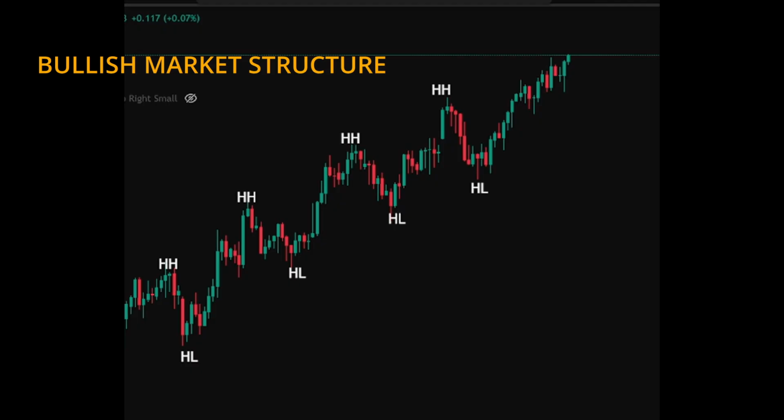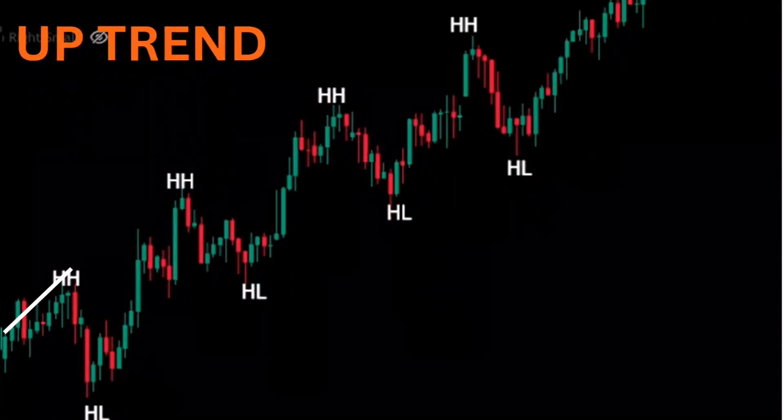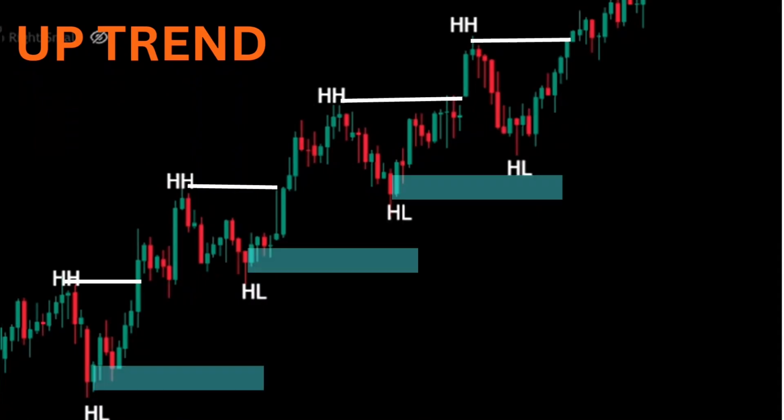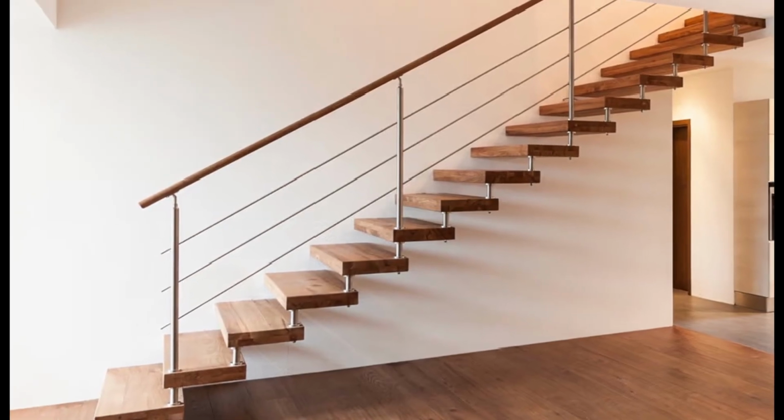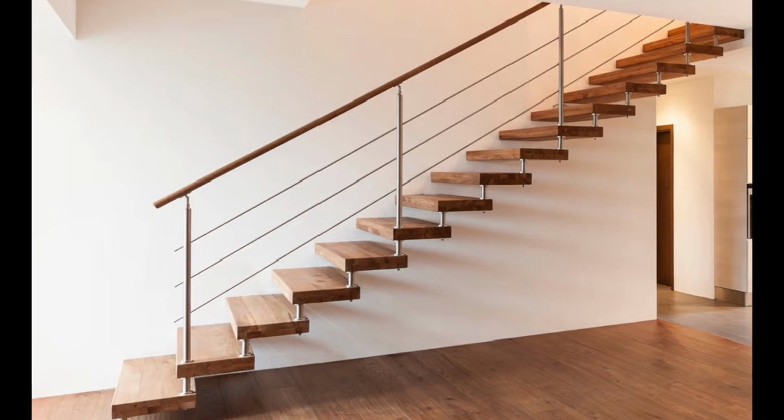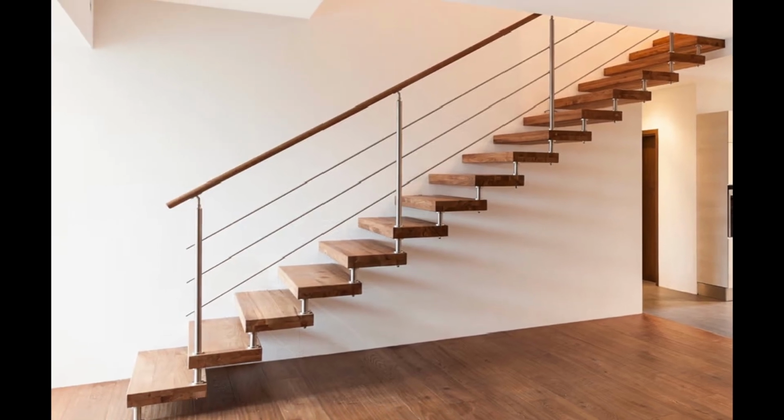All right, let's talk about bullish market structure. A market is bullish when price consistently makes higher highs and higher lows. That's it. Simple rule, massive impact. Visually, it looks like a staircase climbing upward. Each peak is higher than the last. Each trough is higher than the last. Let me walk you through a real example.